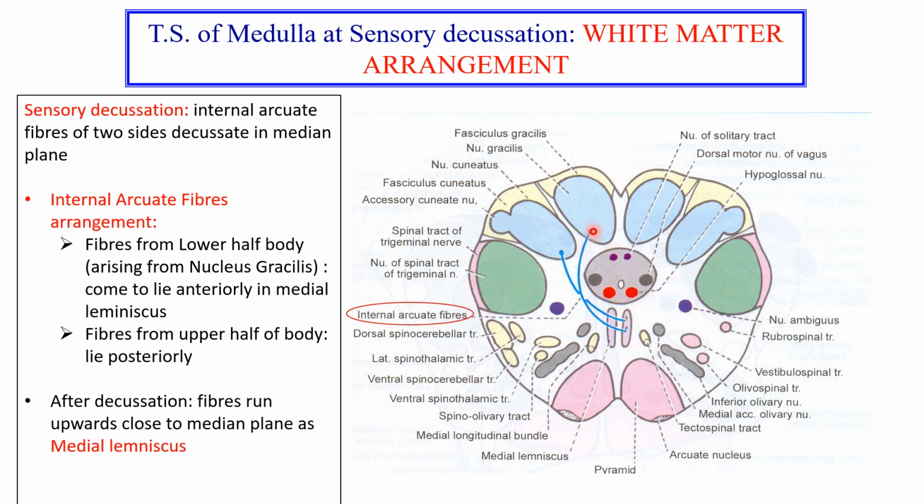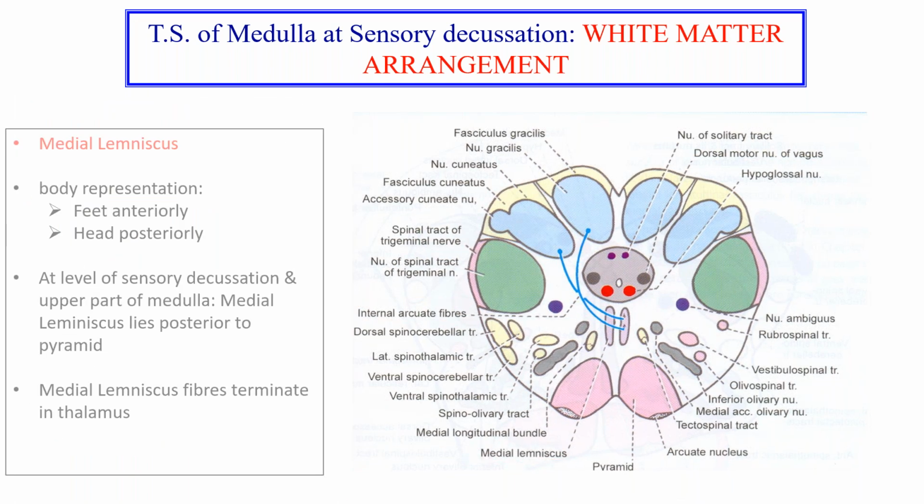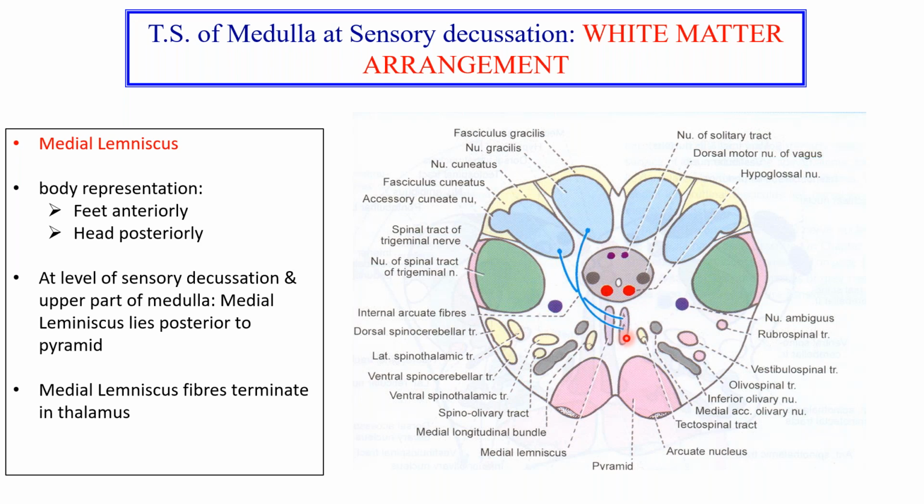the arrangement is similar. The sacral fibers or the lower body parts are represented more anteriorly in the medial lemniscus, the somatotopy that we had discussed in the last lecture. So in the medial lemniscus, the body representation is feet anteriorly and head posteriorly. Remember this, right? And from here, the medial lemniscus fibers will terminate into the third order neuron, which is in the thalamus.